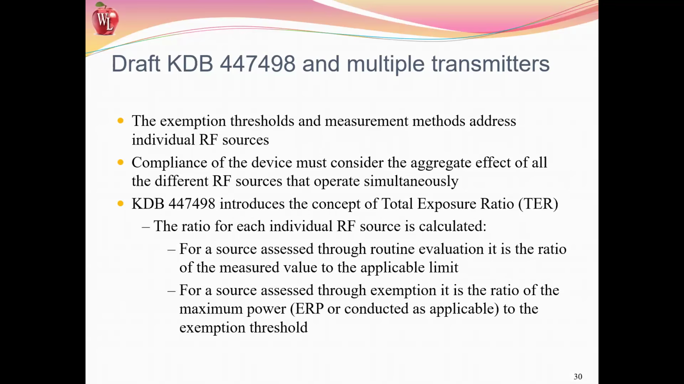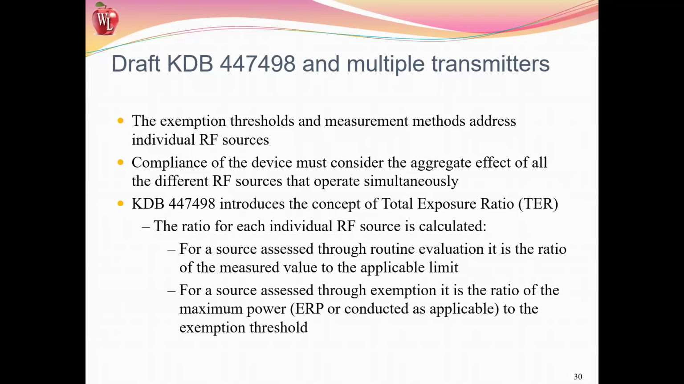447498 lets you use the concept of total exposure ratio. Total exposure ratio is the ratio for each individual RF source. So you assess each source through routine evaluation, and then the ratio of the measured value to the applicable limit will tell you where that particular RF source is, how far it is under the limit. You add the different ratios, and as long as you're below 1, then you can state compliance.